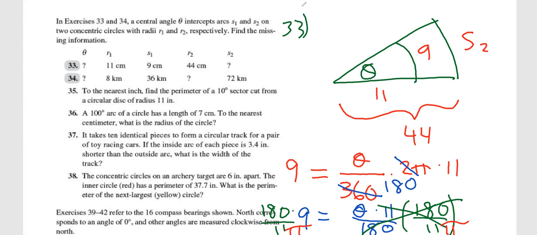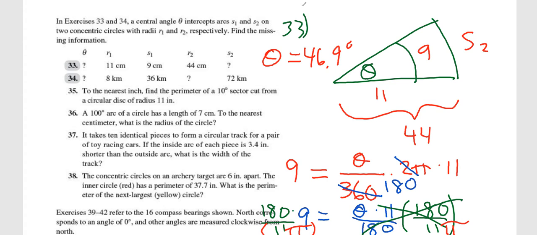180 times 9. Oops, can't type. All right, so that's 1620. And divide that by parenthesis 11 pi. If I don't use parentheses, I'm probably going to get it wrong. So 46.9 is our angle measurement. Just make sure if you are typing this on a calculator that you use the parentheses around that denominator or you're going to get it wrong.